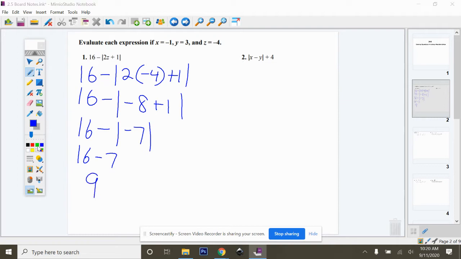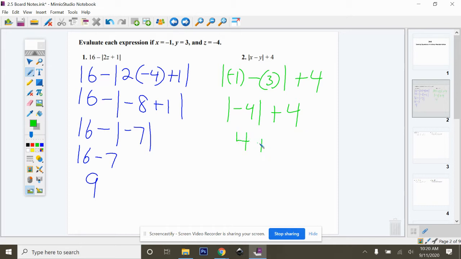All right, let's do it again with number 2. So write the absolute value. I'm going to replace x with -1, minus the y value, which is 3, absolute value, plus 4. Since absolute value works like parentheses, I'm going to do everything inside there. The only thing I can do is take -1 and subtract 3 from it, which gives me -4. Once it's down to one number, I can do the absolute value. The absolute value turns it positive. So the absolute value of -4 is just 4. Bring down my plus 4. And 4 plus 4 is 8.